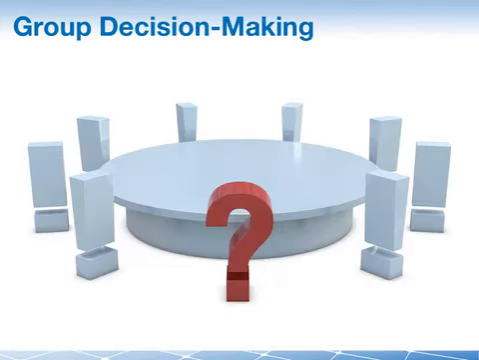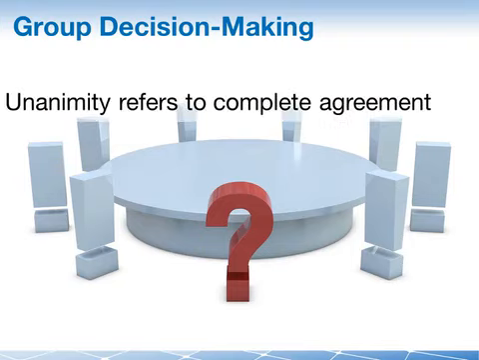And how do we decide which of these many ideas we're going to be using? Well, many companies use various techniques to generate, assess, and prioritize project and product requirements, and they use various ways to reach decisions about them as well. And some of these ways are unanimity. This refers to complete agreement by everybody in the group, so you need 100% consensus.